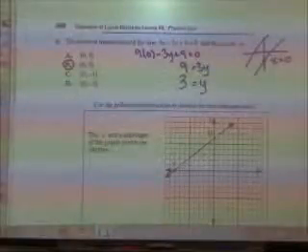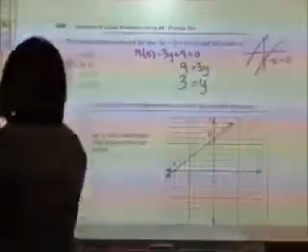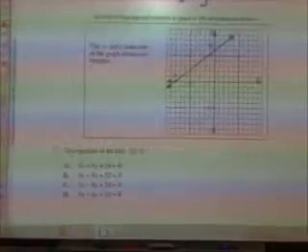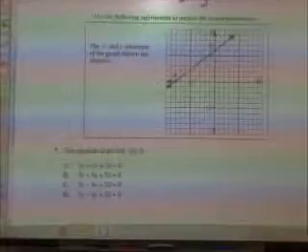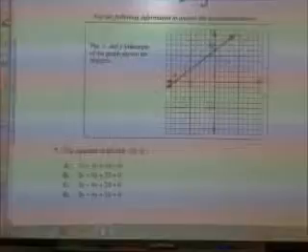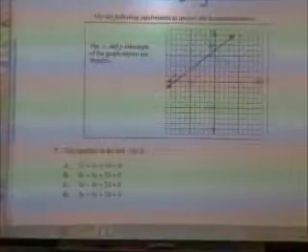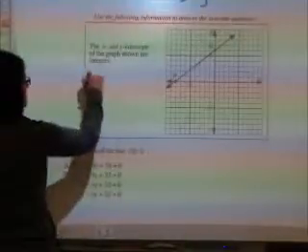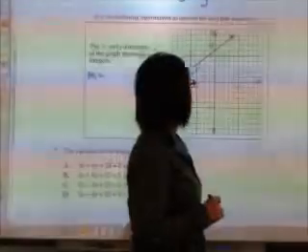Really? Question number 7. The x and y intercepts of the graph shown are integers. So the equation of the line PQ is what? So how do I find the equation of this line? You find the slope. So what's the slope?